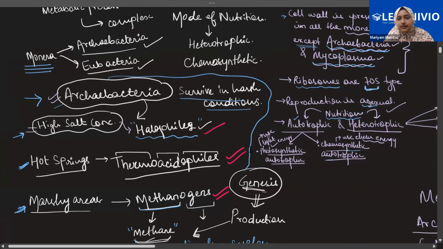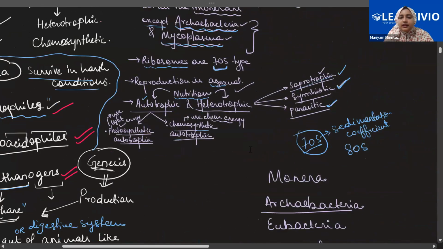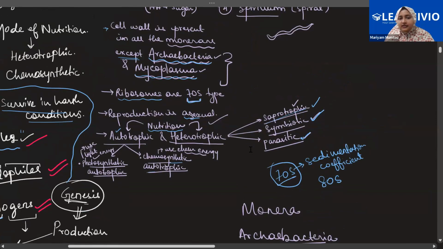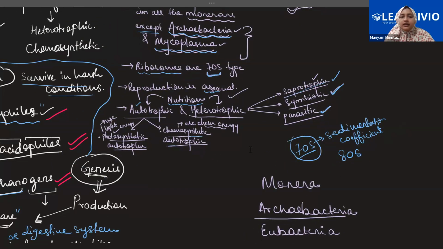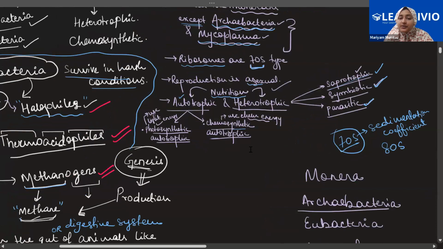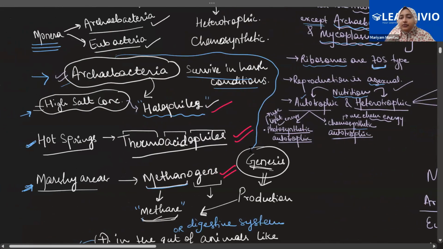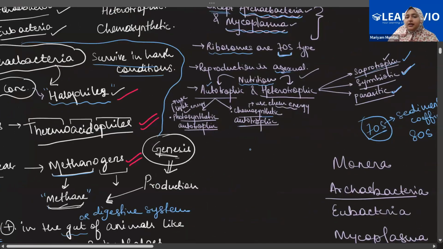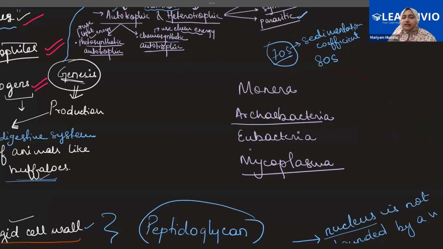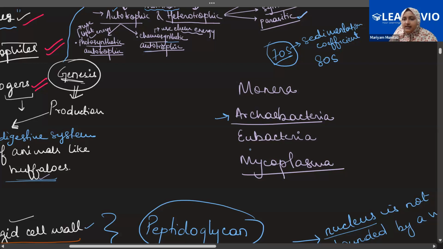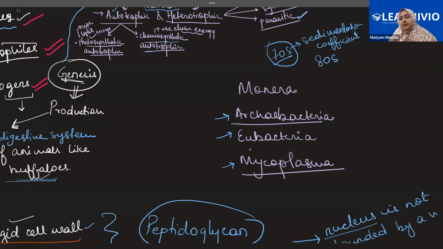In the previous class, we discussed how the kingdom Monera has certain characteristics, and we also discussed the mode of nutrition. Now, today we're going to see the groups that come under the kingdom Monera. First we have archaebacteria, we have eubacteria, and then we have mycoplasma.